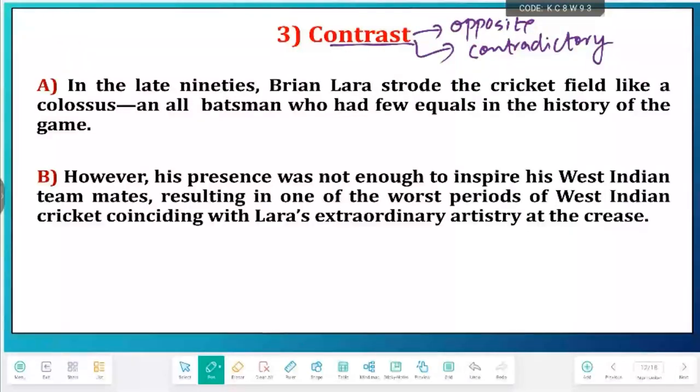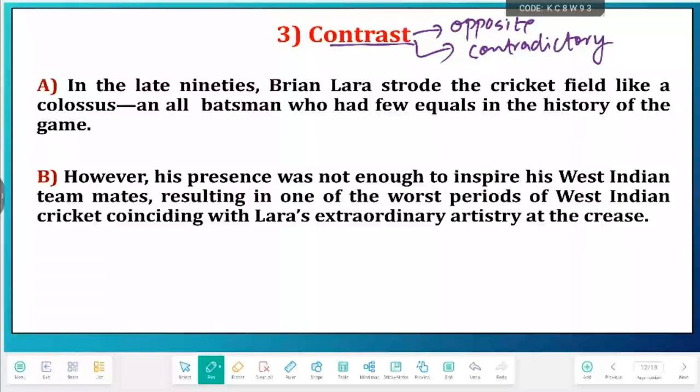let's take a recent example. India played the best cricket in the recently concluded ICC event, that is World Cup 2023. But India was still not able to win the World Cup. If you observe both the statements, what are you listening? In the first statement, I'm praising the Indian cricket team, that they played the best cricket in the recently concluded World Cup. But in the second statement, what am I doing? I'm turning it around completely.